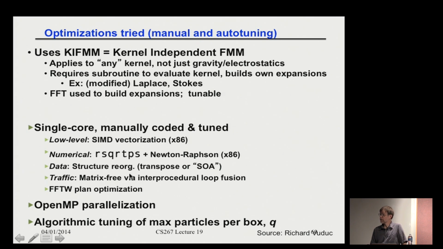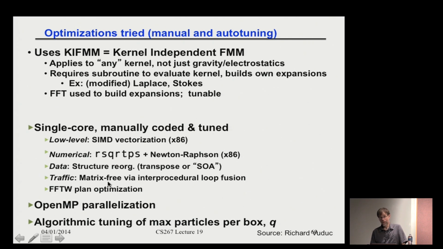They also played with different data structures. So SOA is short for structure of arrays. You can also have array of structures. It's kind of like transposing your data structure. And some of those let you use SIMD instructions better than others. So they played with all those possibilities.